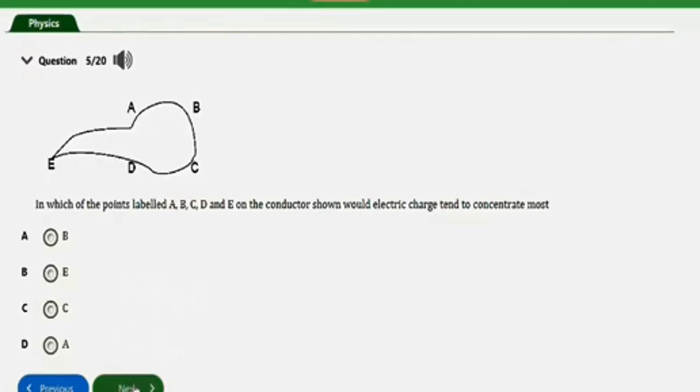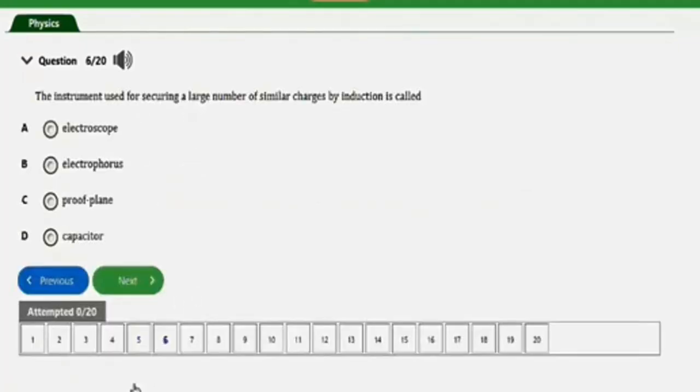The next question will be this one. It says, the instrument used for securing a large number of similar charges by induction is called, option A, electroscope, electrophorus, proof plane, capacitor. The right option in this question is option B, which is electrophorus.